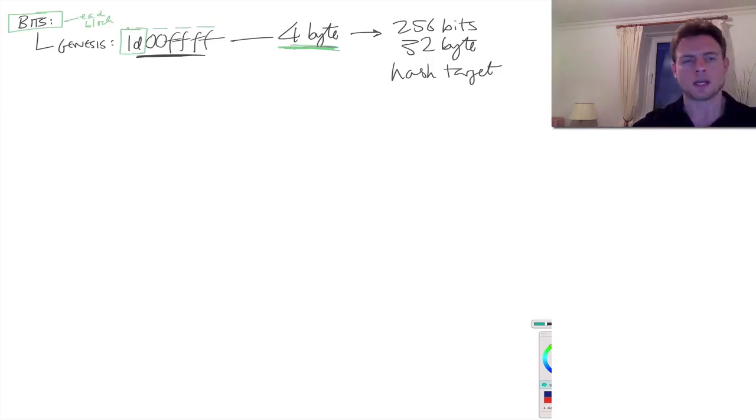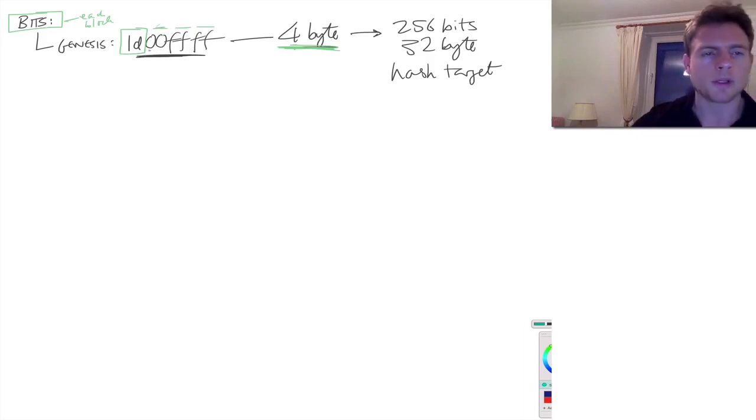Each hexadecimal digit is obviously 4 bits. So 2 hexadecimal digits makes 1 byte. If you're confused about that, leave a comment. If you want a proper dedicated video on hexadecimal notation, then let me know and I'll do one.